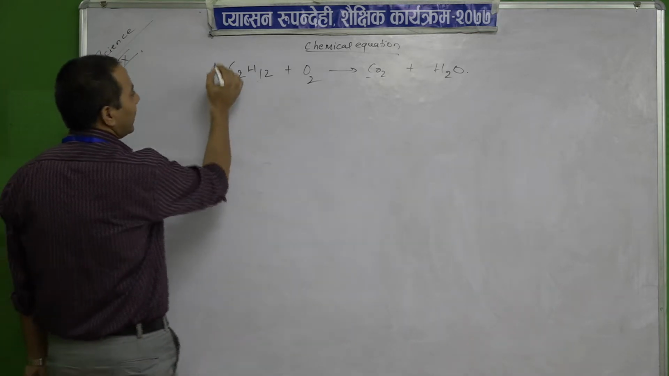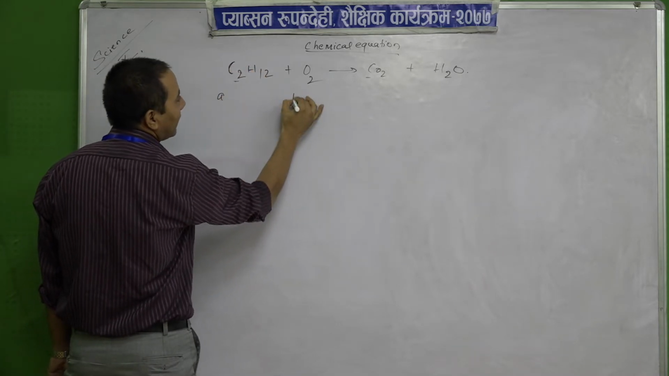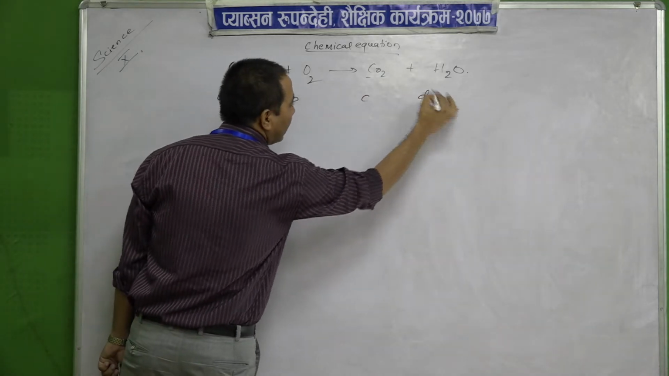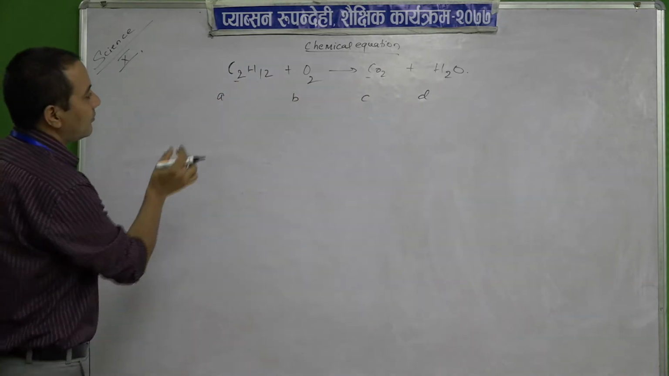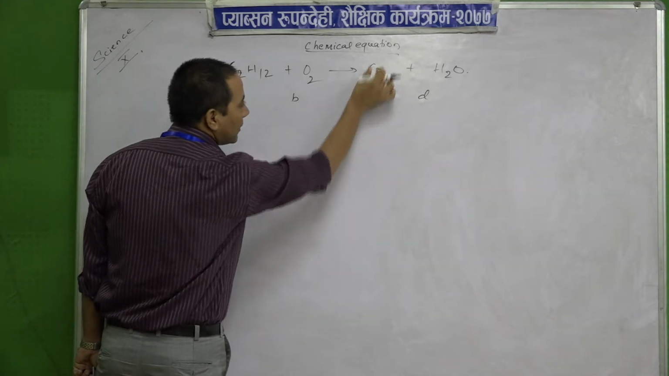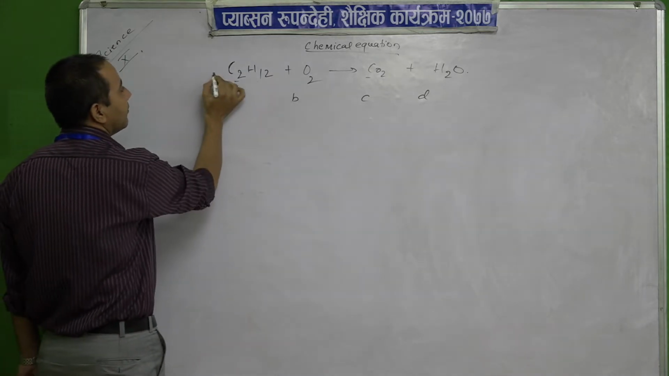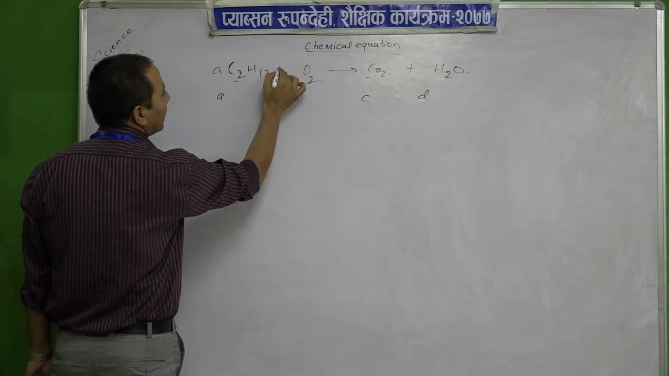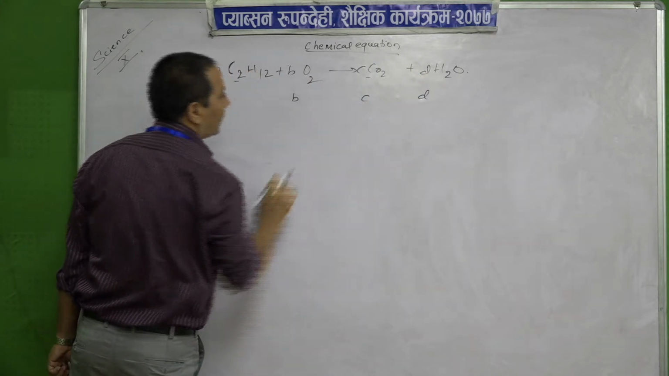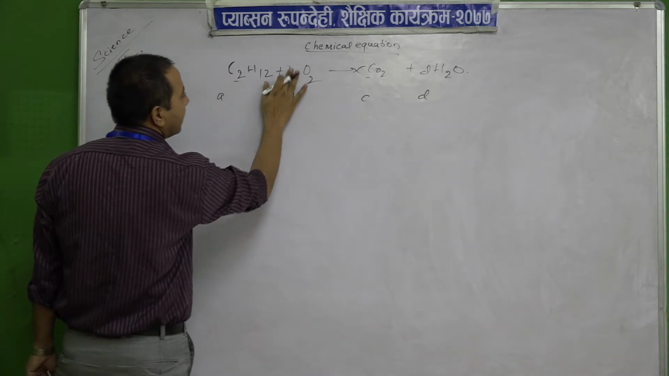So, let us take the example. In front of the formulas we write A, then B, then C and D. These are the 4 alphabets which we write in front of the equation, mostly A, then B, C and D. In this way we are writing.